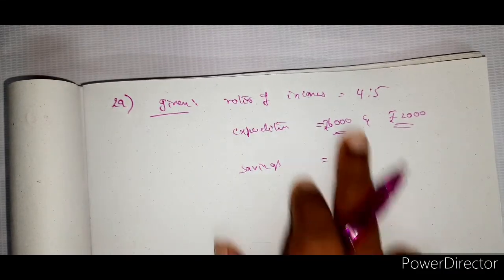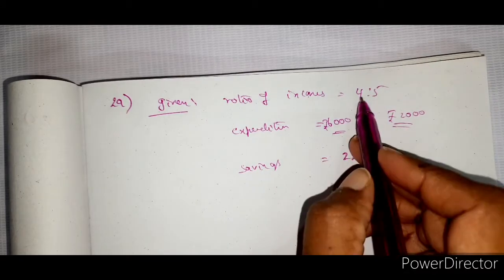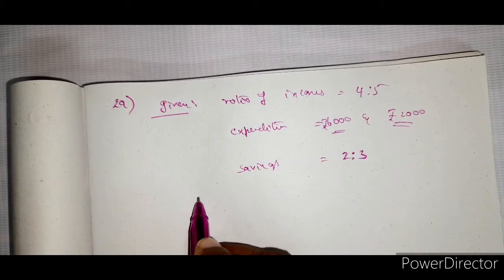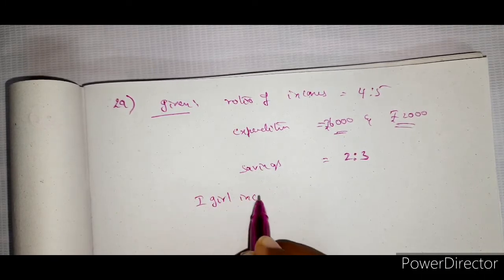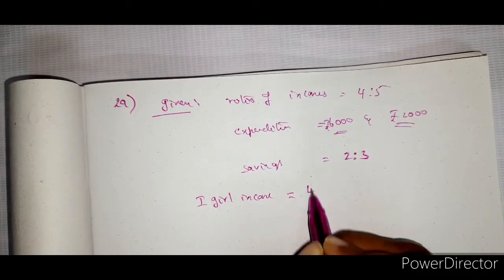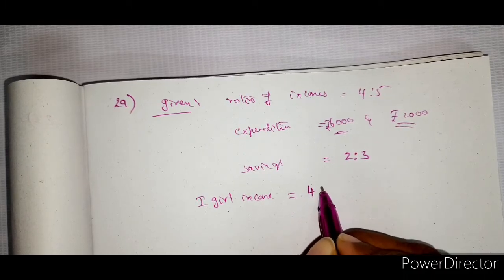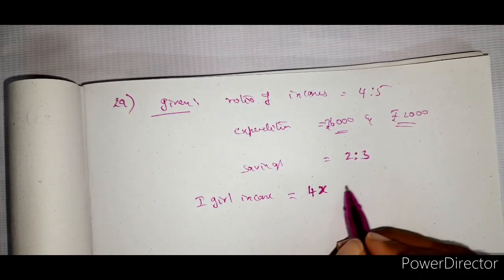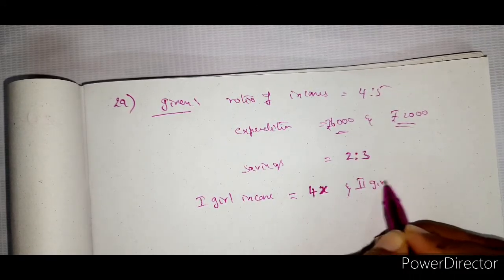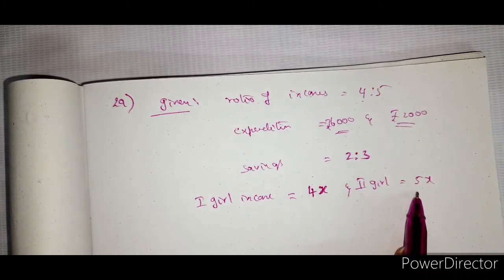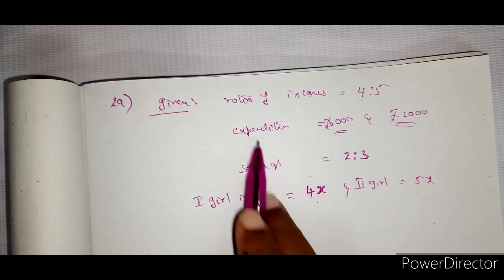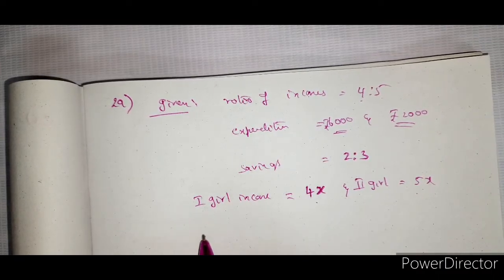So let the incomes be, income of the first person. Who is the first person? Two girls, that's all it said. Let the first girl's income be equal to 4x, and the second girl's income is equal to 5x. So the 4:5 ratio is finished. Yes, done. Now let the savings be.